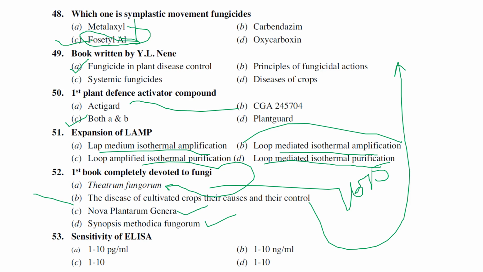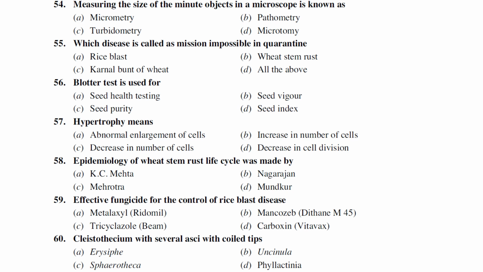Sensitivity of ELISA: 1 to 10 picogram per ml, 1 to 10 nanogram per ml, and so on, but the answer is 1 to 10 nanogram per ml. This is the most sensitive technique that is developed. The next one is measuring the size of minute objects in a microscope is known as micrometry, pathometry, turbidometry. So micrometry is the general technique which is used to measure small objects in the microscope.